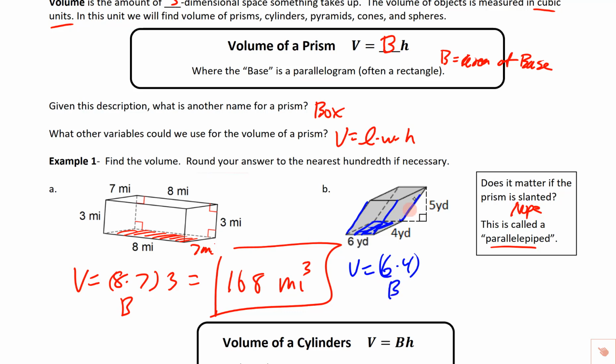And then if they did try and confuse us by giving us the slanted height right here, we'd want to be smart enough not to use that. We want to know what is the height from the bottom to the top. So that's 5 yards. So we'd multiply here. So let's see. 6 times 4 is 24. Times 5, 120. So this is going to be 120 yards cubed.